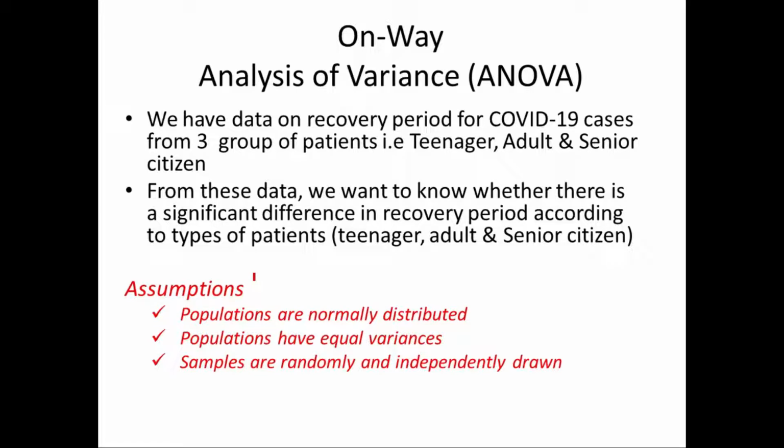And before we proceed, we should hold these three basic assumptions. The first one is population are normally distributed. The second one is that population have equal variances. And the last one is sample are randomly and independently drawn. Okay, so these are the three basic assumptions.